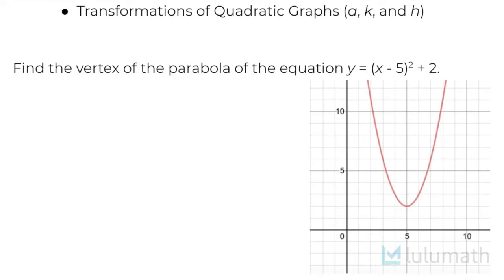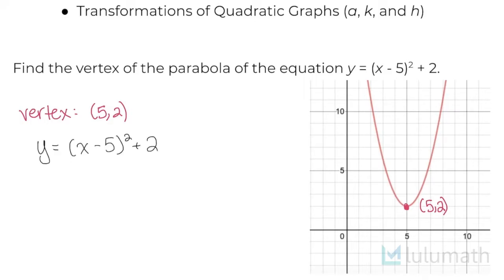Remember, the vertex is where the minimum or the maximum of our parabola is. And because this parabola opens up, our minimum is right here. And this coordinate right here is 5, 2. So we can say that our vertex is 5, 2. Now the equation of the parabola is y equals x minus 5 quantity squared plus 2. These values are not a coincidence.